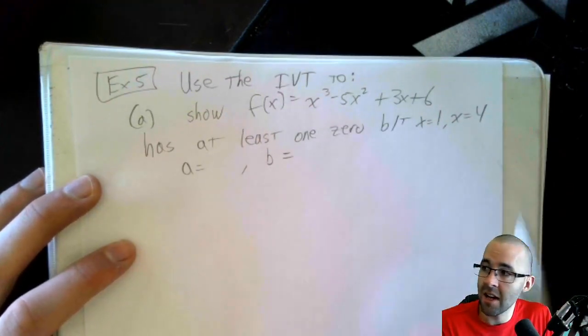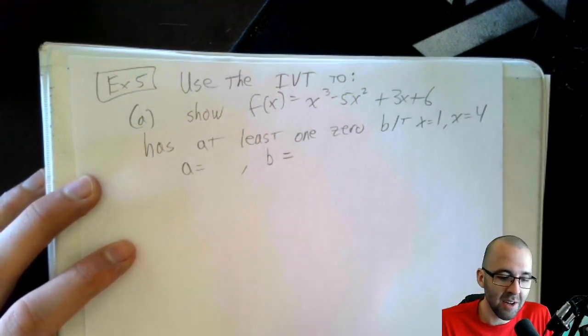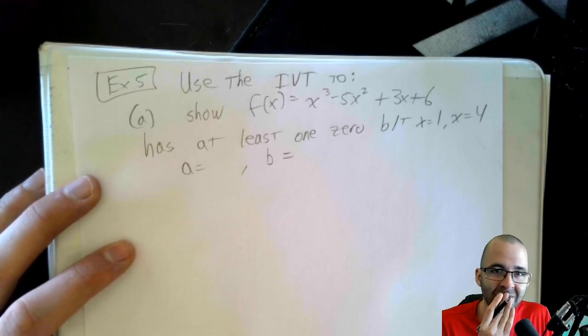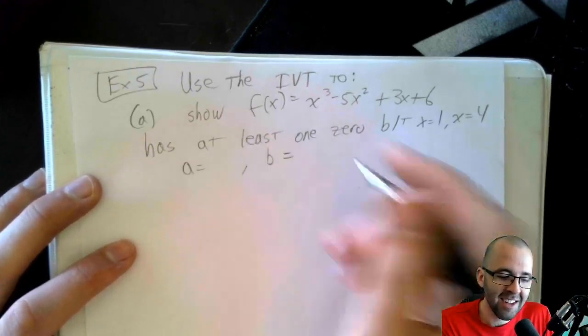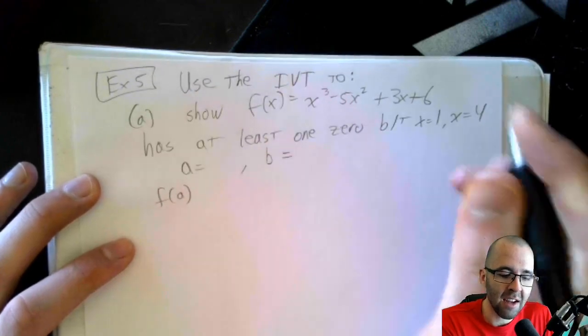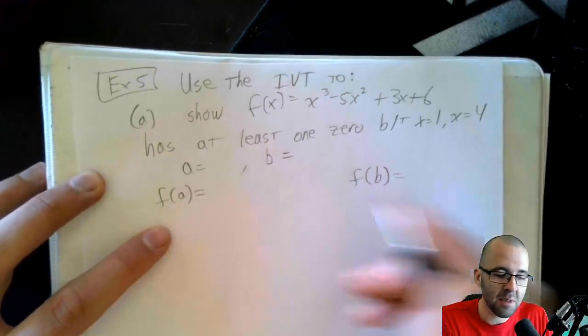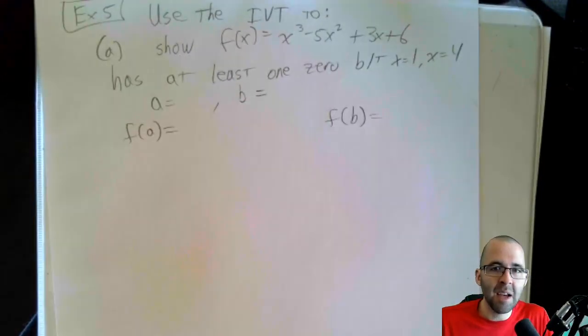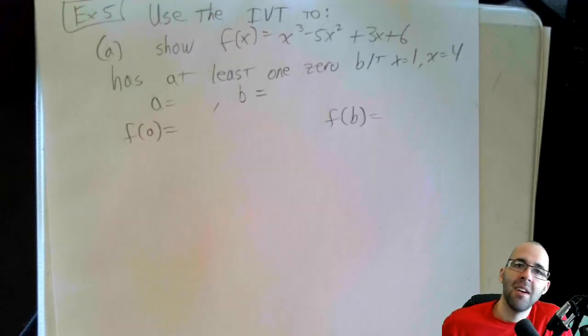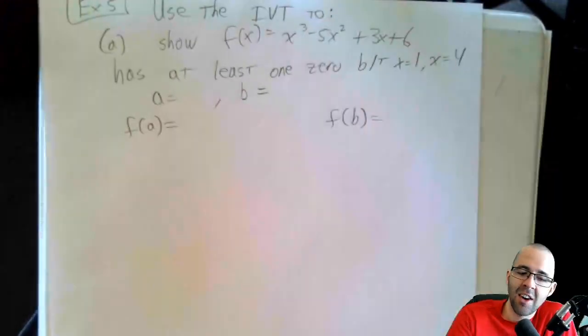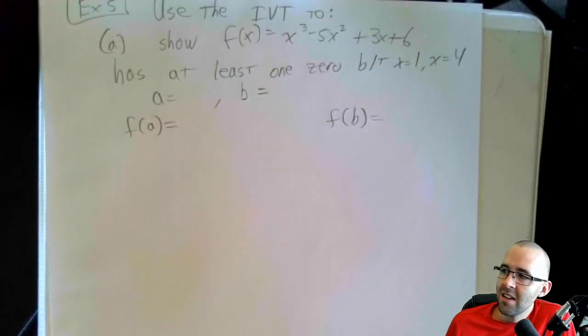Someone tell me what they are. Then we need to find what is f of a and what is f of b. If they have opposite signs, one's positive and one's negative, then we'll say, boom, IVT, slap. Slap the IVT all over this problem, we'll be done.